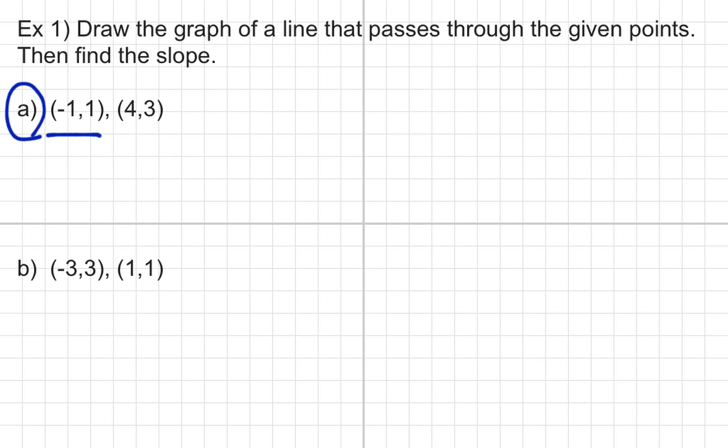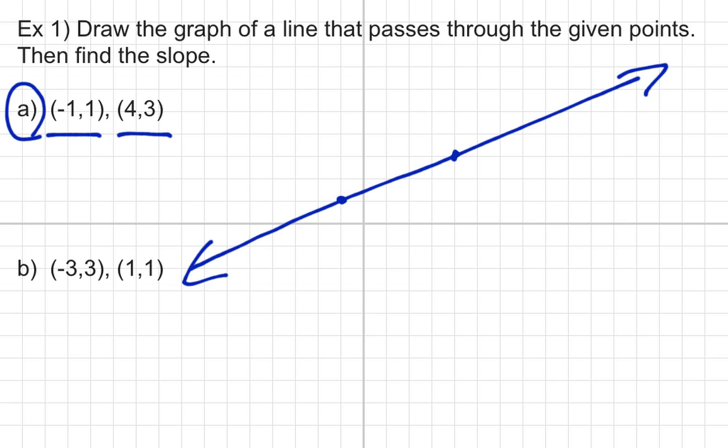And they give me 2 points, -1, 1, and 4, 3. So what I have to do is on my graph, put those 2 points. So -1, 1 means 1 to the left, up 1. So there's my first point. Okay, the second one is 4, 3, so that's 1, 2, 3, 4 to the right, up 1, 2, 3, and I put a point there. And then using a ruler, what you should do is connect your dots, making a nice straight line. So there's the graph of a line. Did that. Draw the graph of a line that passes through the given points. Done.